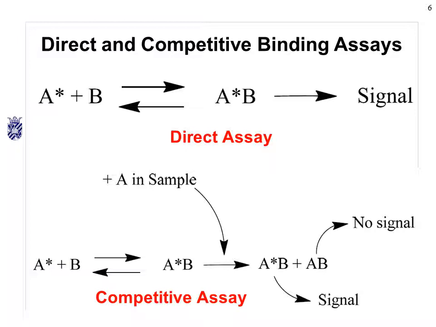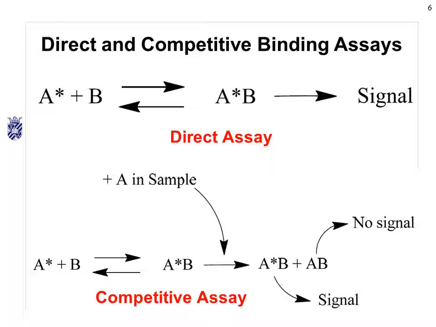In a competitive assay, you have a ligand that is labeled, again forming this complex, but what you would like to measure is the ligand A in the sample. This is quite convenient as you do not have to label your ligand in the sample, which is often quite complicated because samples are very complex. In this case, ligand A from the sample displaces part of the labeled ligand A star, and you have two complexes, one giving a signal, A star B, and the other one giving no signal, AB.